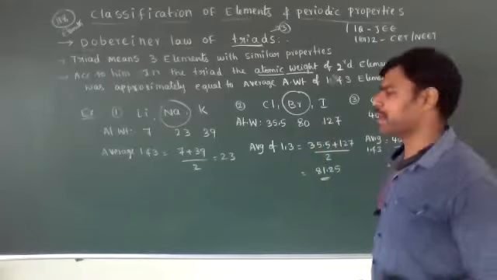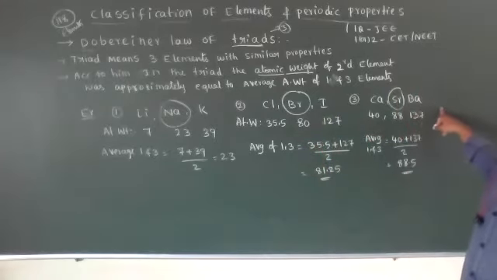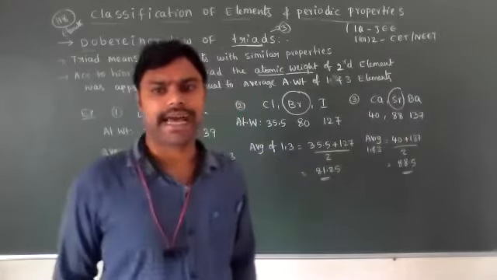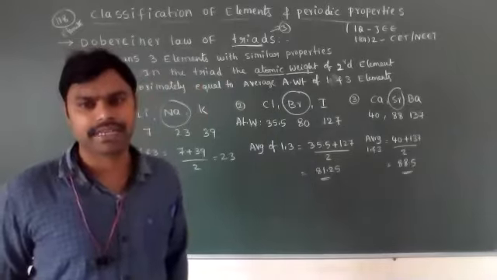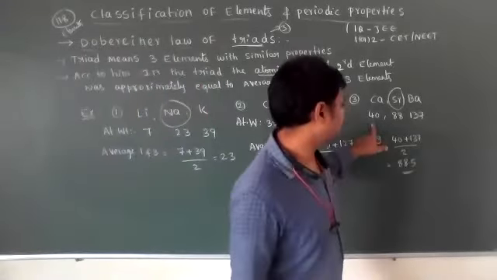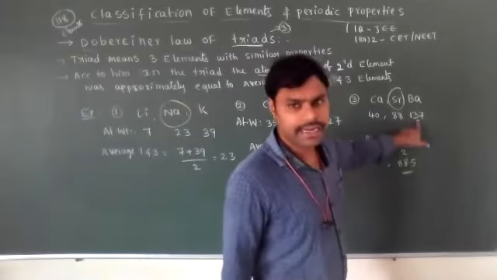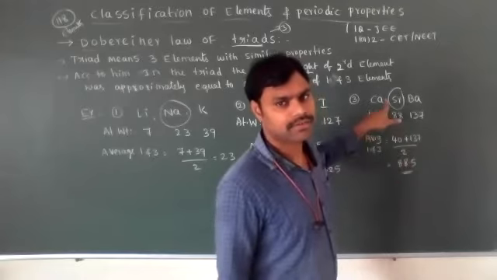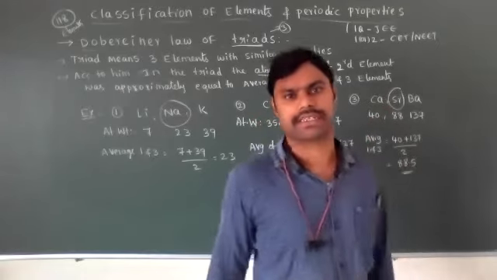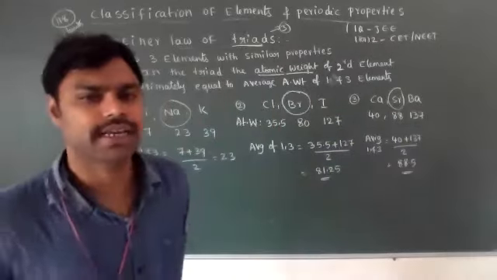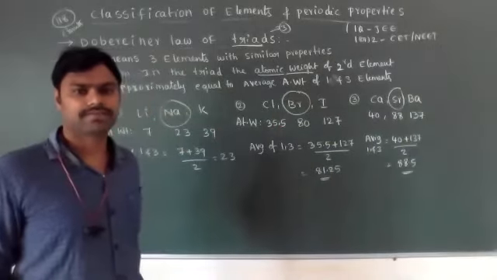In the same way, one more triad is calcium, strontium and barium. The calcium atomic weight is 40, strontium is 88 and barium is 137. The average of the first and third elements, calcium and barium atomic weights, is approximately equal to the strontium atomic weight. So these are a few examples of Dobereiner triads. Okay, clear students? Any doubt?